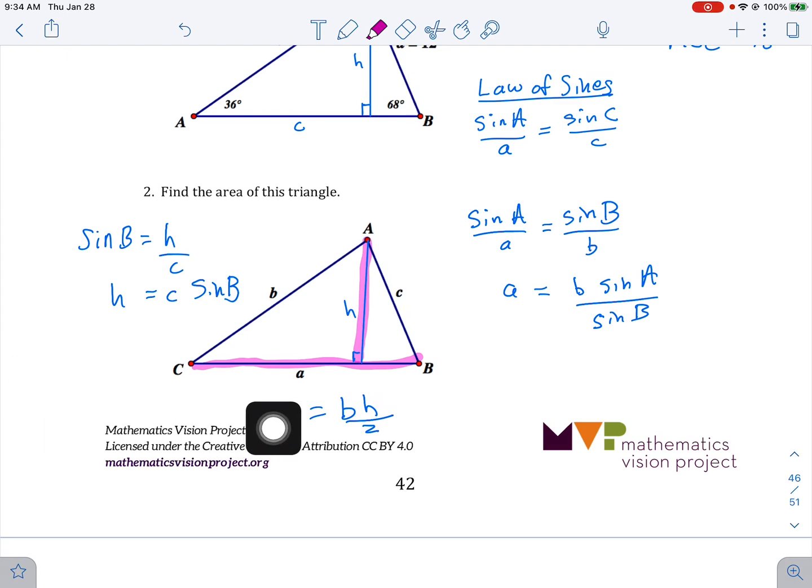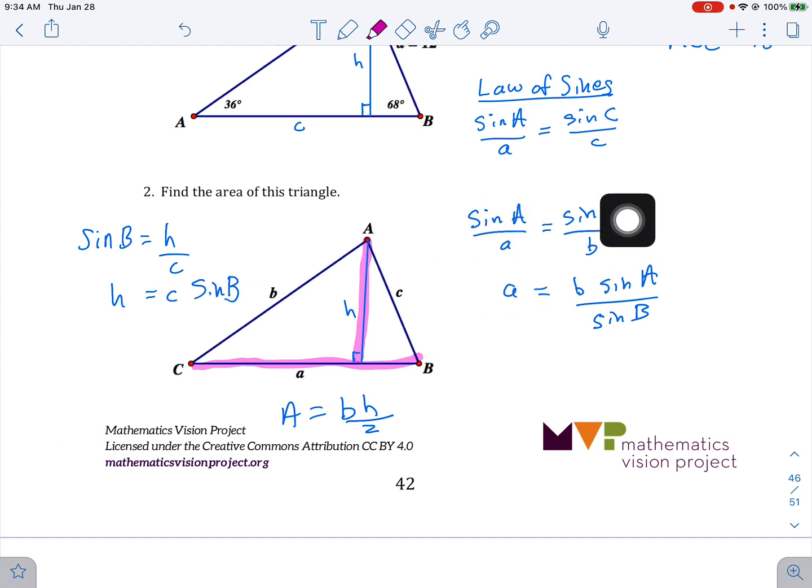So again, they're asking for any triangle, how can you find an area given angles A, B, and C, given side lengths, opposite side lengths at A, B, and C? How do you find that area? So what's a formula you could use? And so if we follow the same process, we start with the law of sines.